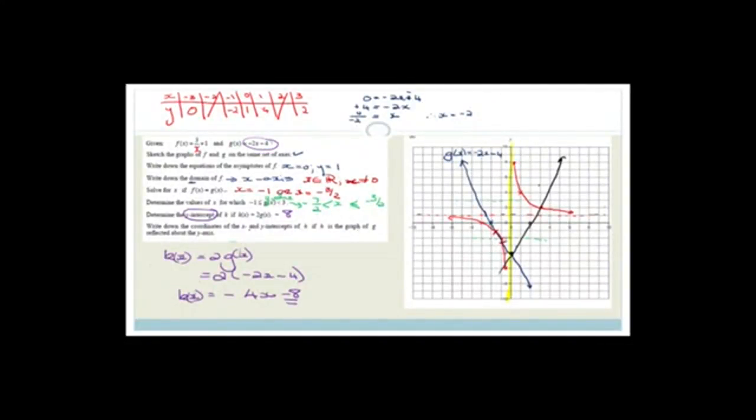So it says now, what are the y and x intercepts? Well, the y intercept stays the same. It's going to be 0, minus 4. And the x-intercept is going to be the mirror image, so it's going to be the same distance away from the y-axis. So it's going to be 2, 0. There you go. Not too bad, eh?